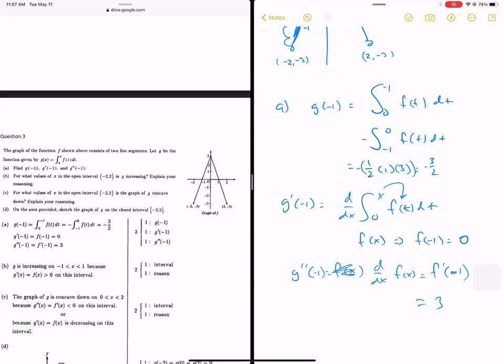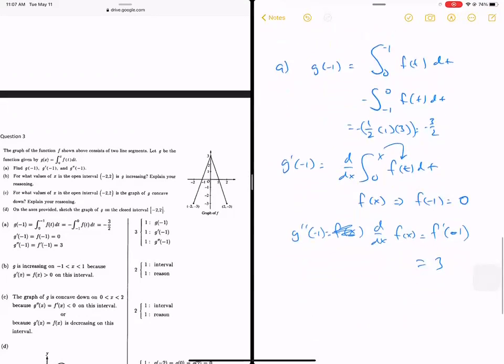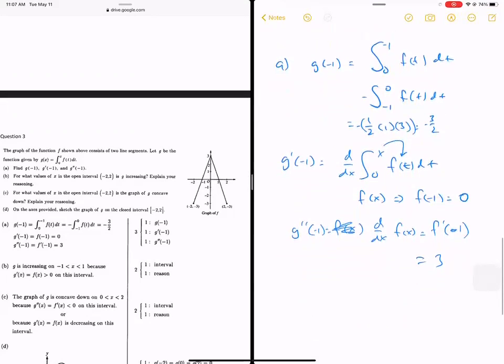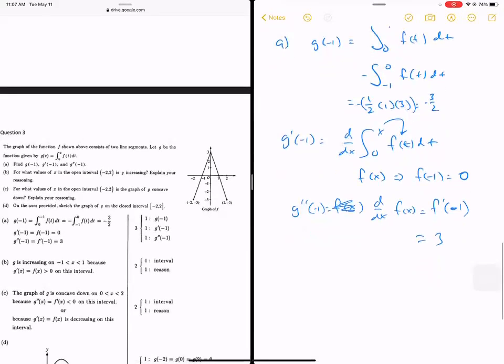Okay, let's look at B. For what values of x on the open interval between -2 and 2 is g increasing? Explain your reasoning. Now, let's be careful again because g doesn't start all the way from -2. If we said that we're looking at from -2, that might be a little easier. But let's just look at the function. g of x is equal to the integral from 0 to x of f of t dt.